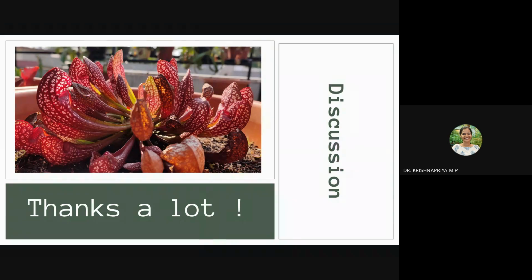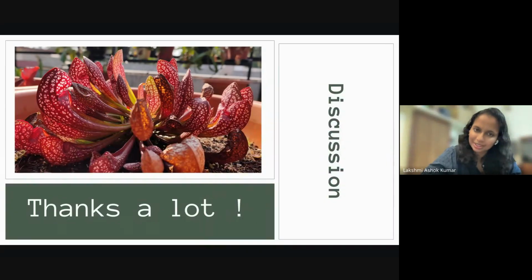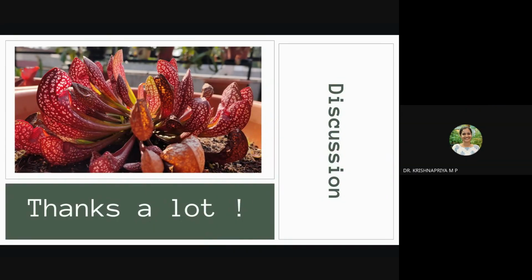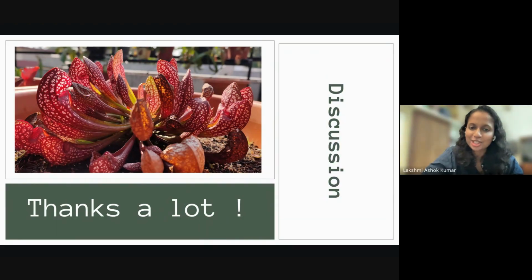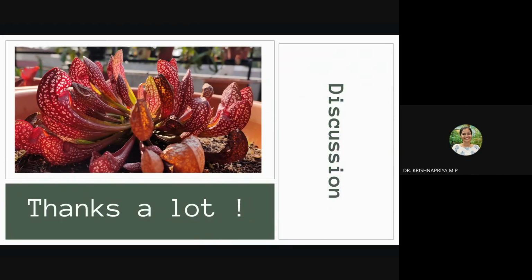In the case of Dionaea, it's the snap trapping mechanism. Actually, it is the second fastest movement. The first fastest movement in the plant kingdom is the Utricularia suction trapping mechanism. Yes, it is the fastest movement recorded in the plant kingdom. I think I mentioned that earlier.